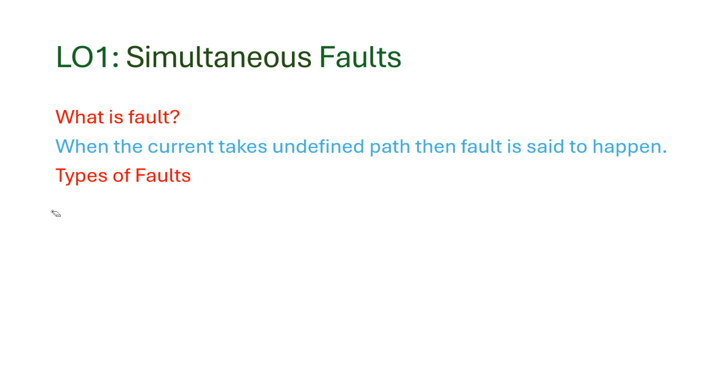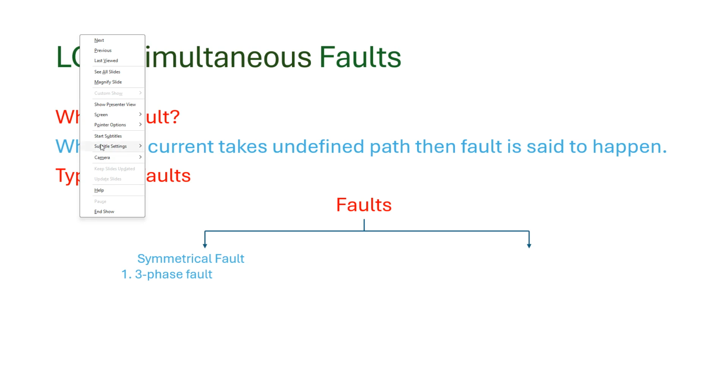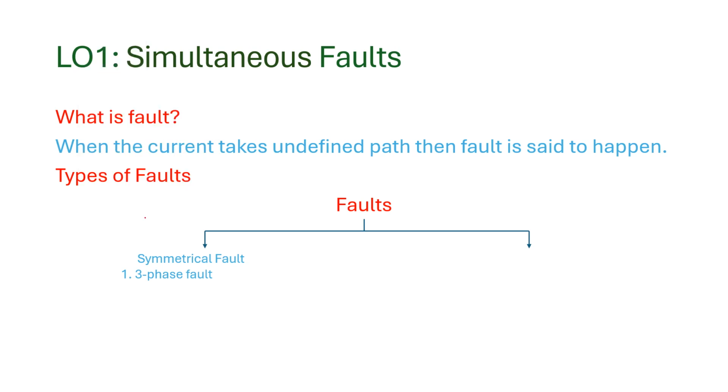Now what are the types of faults? This is general, we are not talking about simultaneous. The types of faults. So already we learned there is one category called symmetrical fault. So what is symmetrical fault? Already we have learned, but I'll just revise once again.